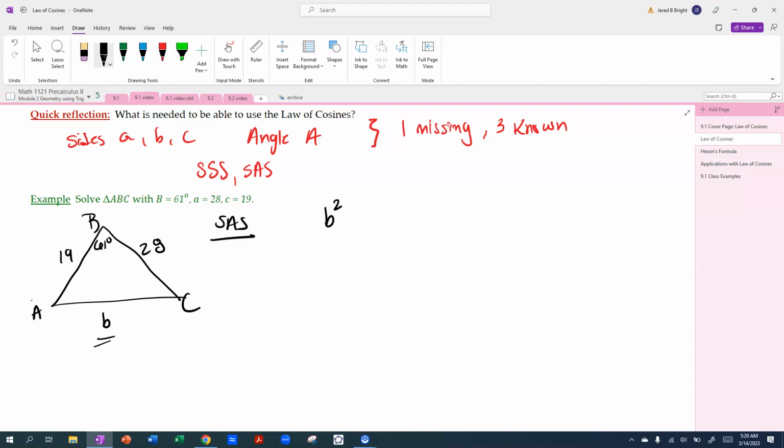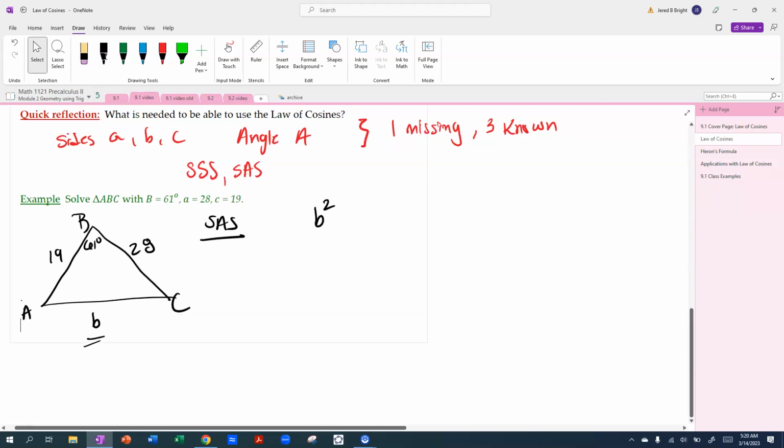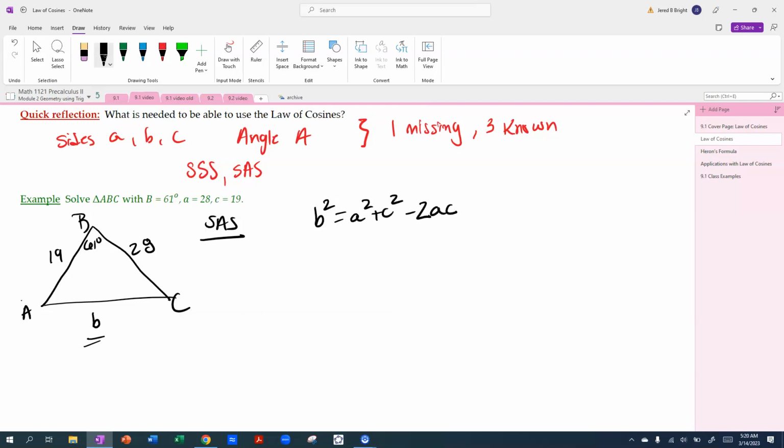Okay, so if I work with the version of law of cosines that has that side solved, it would be b squared is equal to the other two sides that I know, a squared plus c squared minus 2ac times cosine of the included angle B. Okay. And so I substitute in 28 squared plus 19 squared minus 2 times 28 times 19 times cosine of 61 degrees, okay?